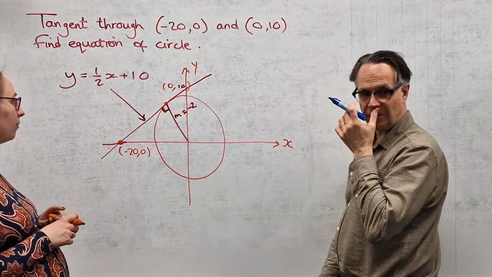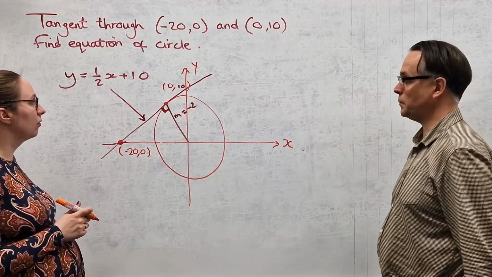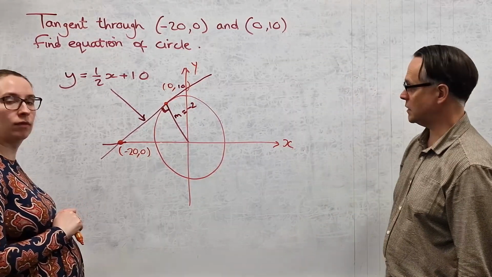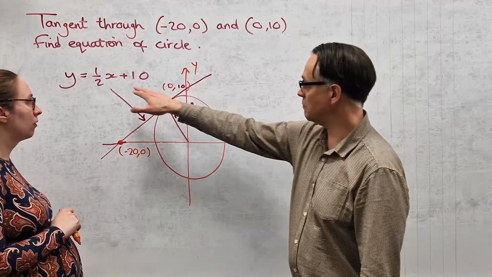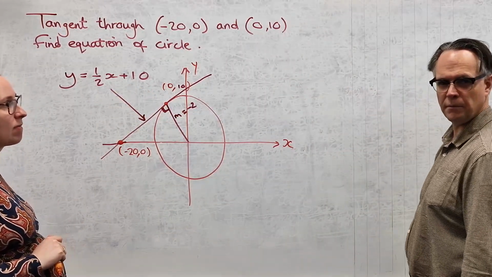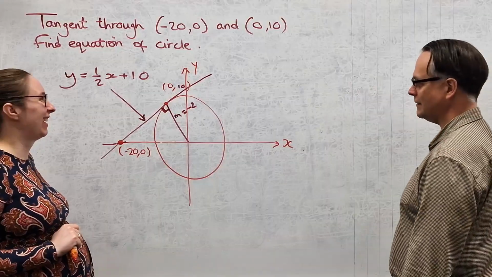Don't forget, by the way, that if you ever have to show that two lines are perpendicular, the mark scheme does allow you to say negative reciprocal, but it's better to say that they multiply together to make minus 1. That looks a little bit more like you're a proper maths student.